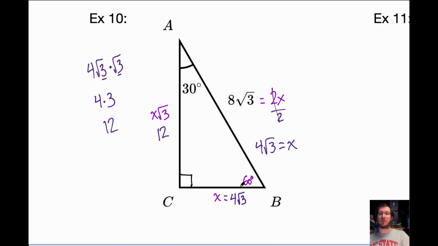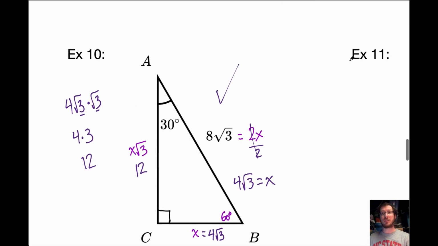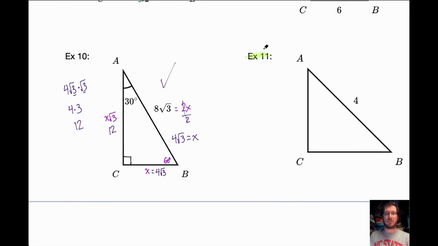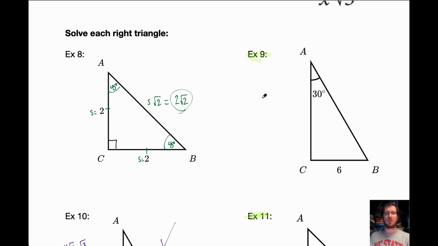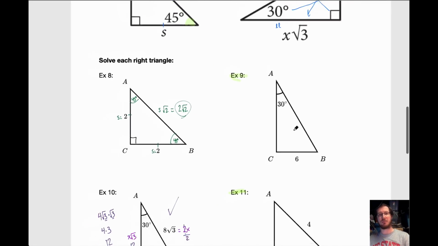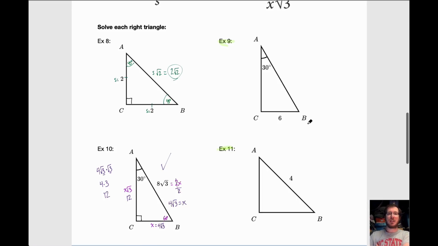Okay, so we've solved that triangle. We got all of our side lengths, and we got our missing angles. We're good to go. All right, in your notes, if you would do example 11 and example 9. Come into class with those examples done and with any questions if you have them.